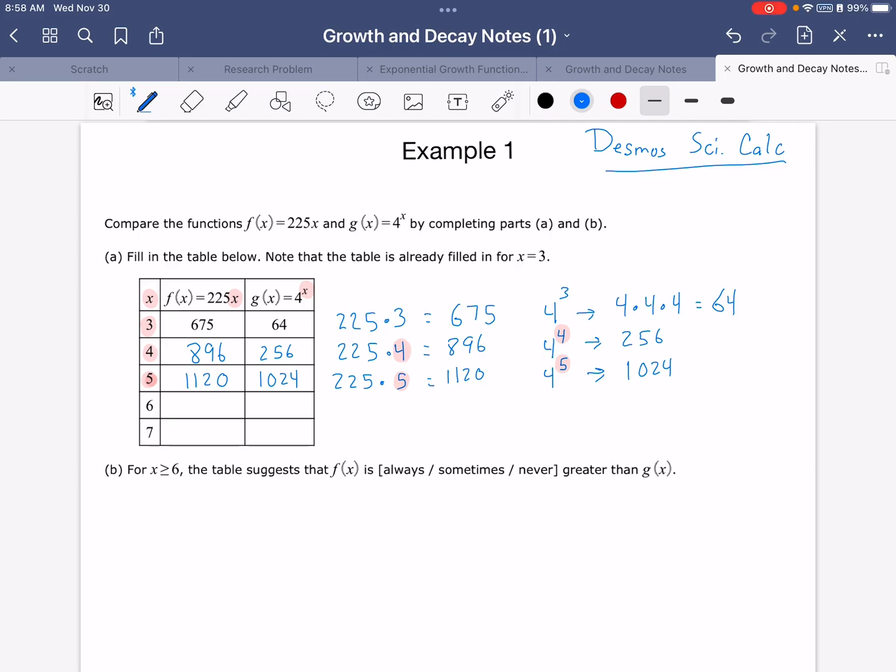So let's just see what happens at 6. 225 times 6, again, that's our x. When you do times 6, you get 1344. You go ahead and enter that into your table. And let's do 4 to the 6th power. See what that comes up with. My guess is we're going to have another very large jump. So it equals 4,096.